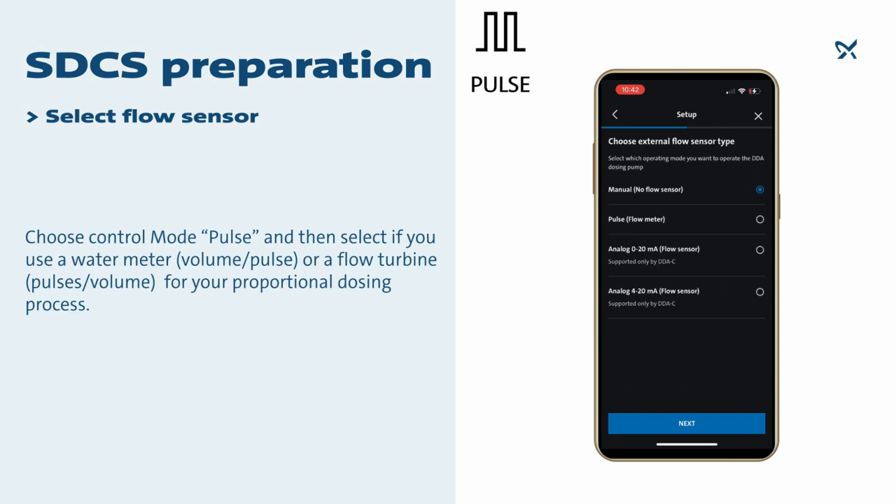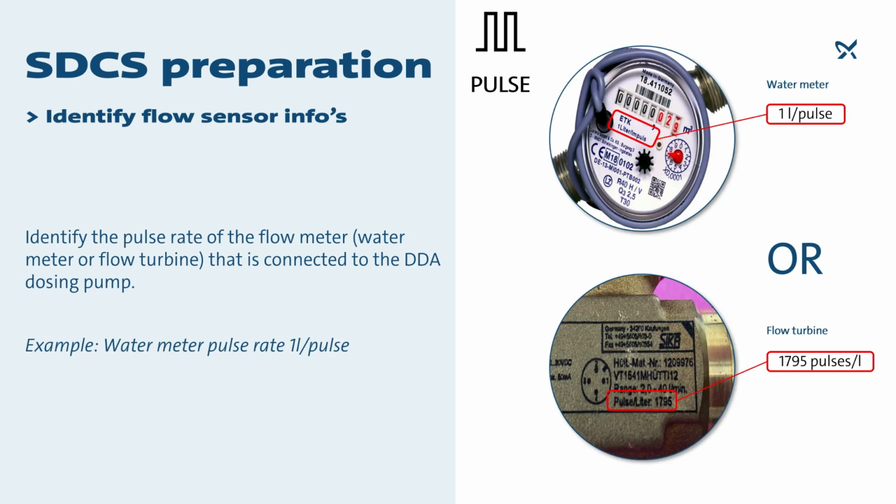Choose Control Mode Pulse and then select if you use a water meter or a flow turbine for your proportional dosing process. Determine the pulse rate of the water meter or flow turbine connected to the dosing pump in volume per pulse or pulses per volume. The volume can be entered in liters or US gallons.